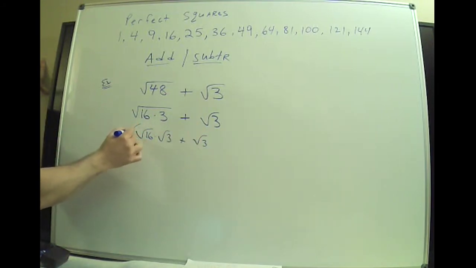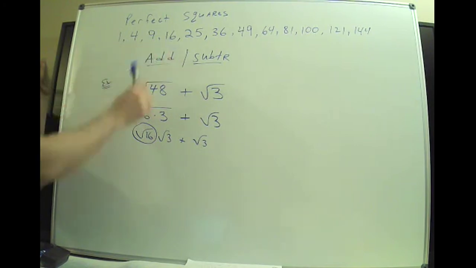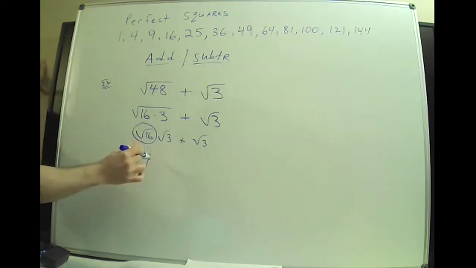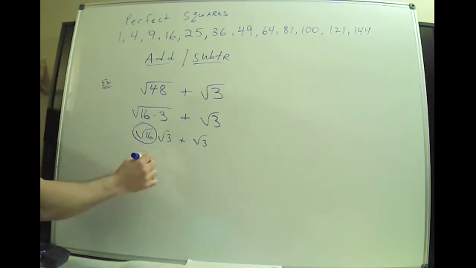16 comes out of jail. This is a perfect square: 1, 2, 3, 4. So you write a 4. Nothing else. Not radical 4, not 4 times 4. You write 4. He comes out of the jail.